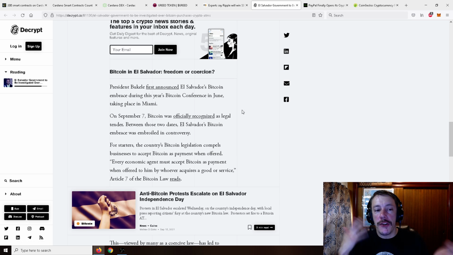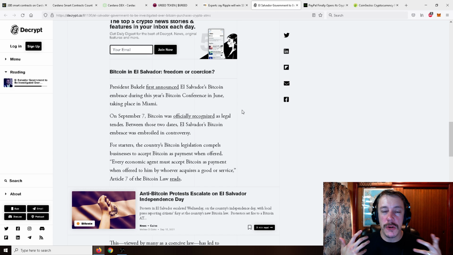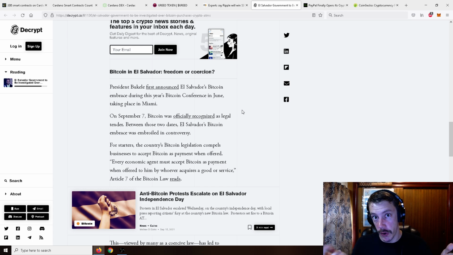So there are two sides to this. Is the government being too crazy with this Bitcoin and forcing people to use it? Why not just accept it as legal tender and just say, hey, you can accept it if you want. You're a free business. Just go ahead and accept it if you want. We're going to give it out to everybody and we're going to encourage it.